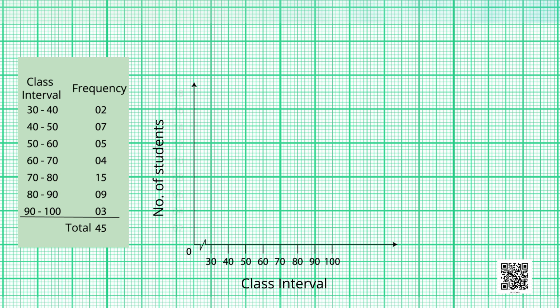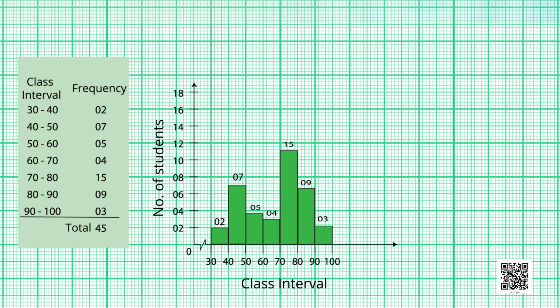Now let us draw bars corresponding to different class intervals on this graph paper. Frequency corresponding to first class interval is 2. So let us draw a bar which starts from 30, ends at 40 and whose height is 2. Frequency for class interval 40 to 50 is 7. So we will draw a bar which extends from 40 till 50 and a height of 7 units. Now draw bars for other class intervals on your own.